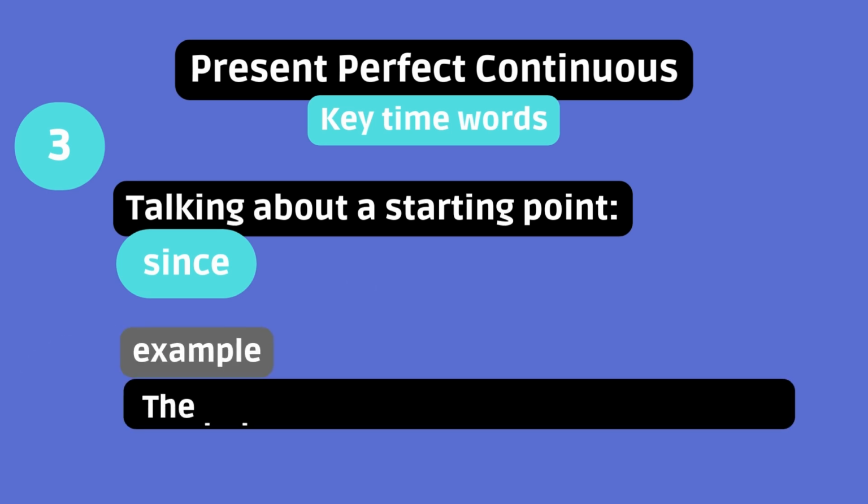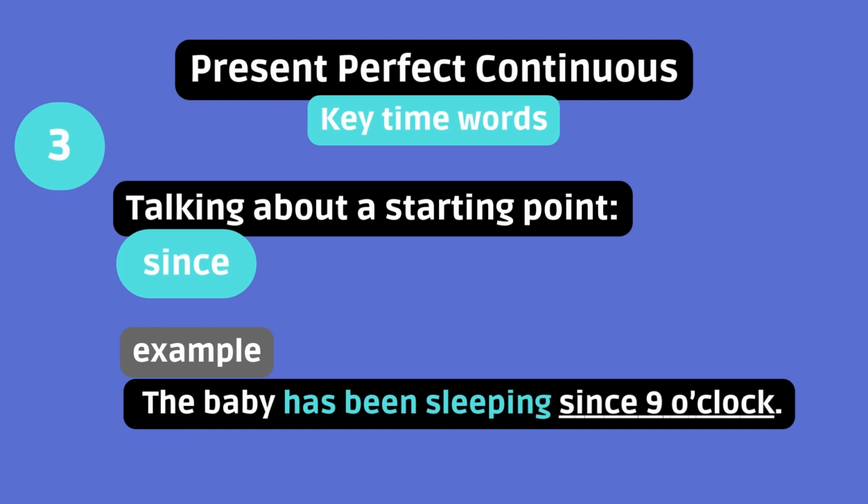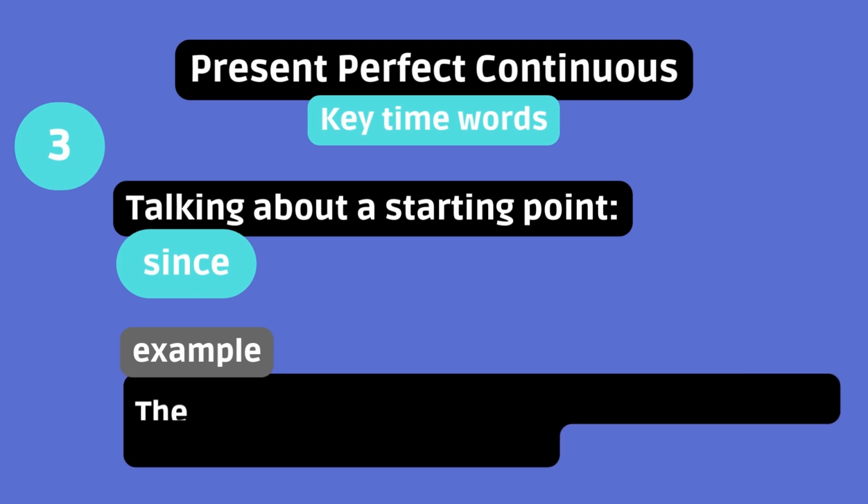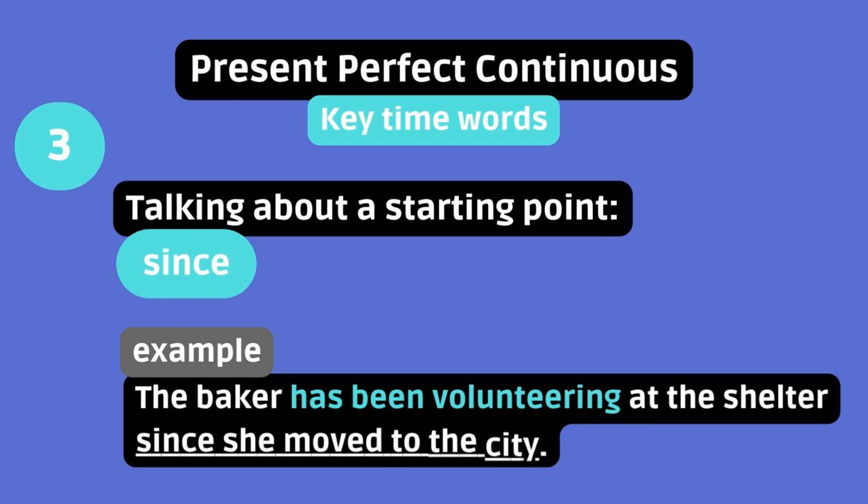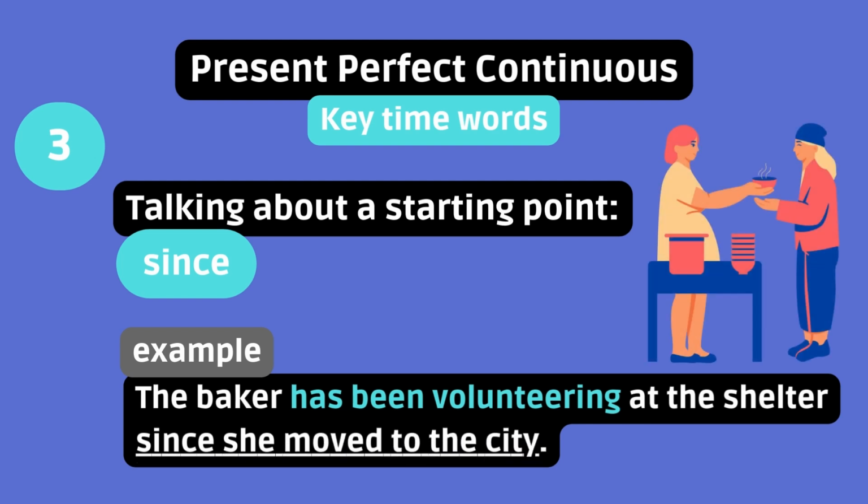Example: the baby has been sleeping since 9 o'clock. The sleeping is ongoing, and it started at 9 o'clock. Now, that's one action most people hope will go on for as long as possible. The baker has been volunteering at the shelter since she moved to the city. Volunteering started at a specific moment when moving to the city and is still happening now.